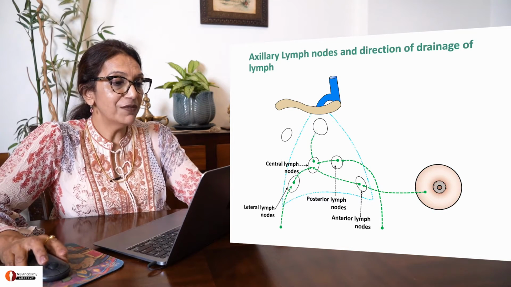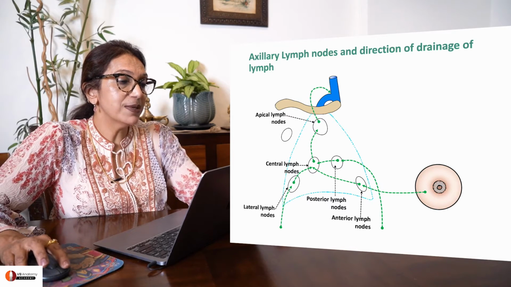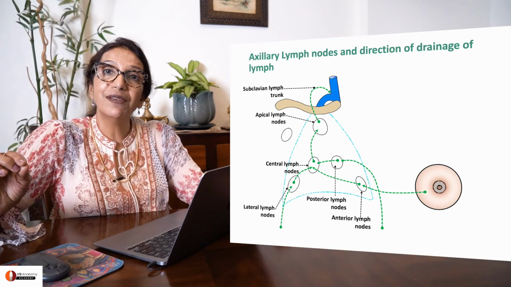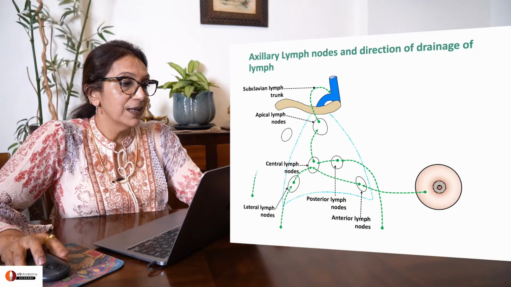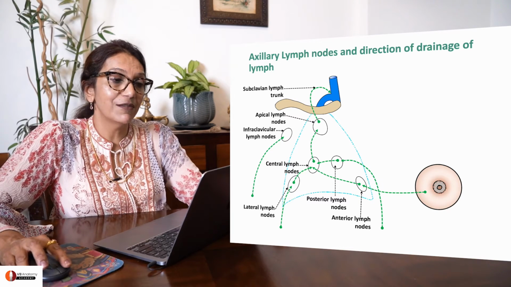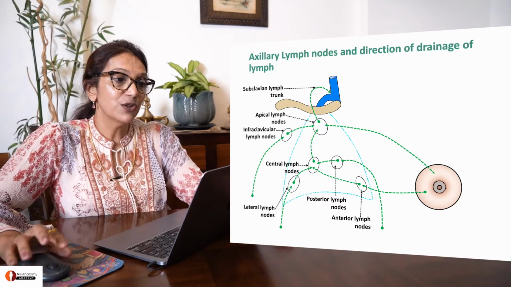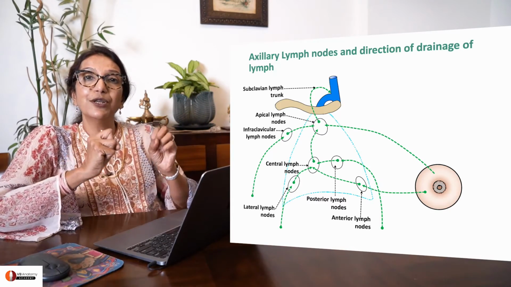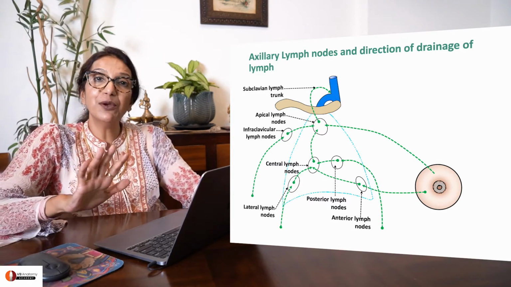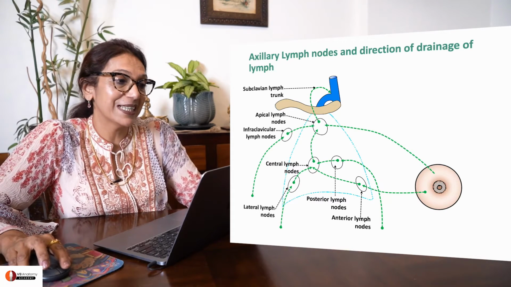The central group of lymph nodes drain into the apical group, which then forms the subclavian lymph trunk, draining the lymph into the venous system. The apical group also receives lymph from the infraclavicular lymph nodes and from the mammary gland itself. So this is the basic way in which lymph is drained through the axillary group of lymph nodes. I have tried to make it as simple as possible. I hope you enjoy and learn from it.